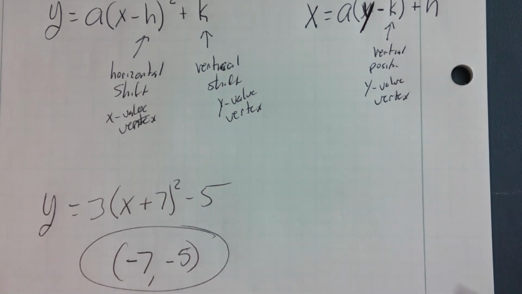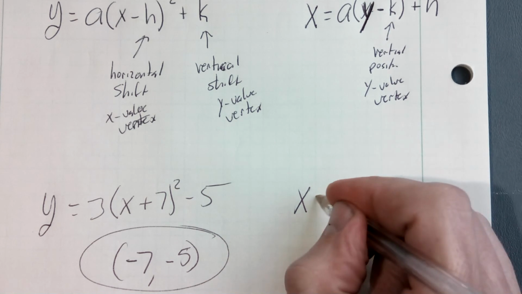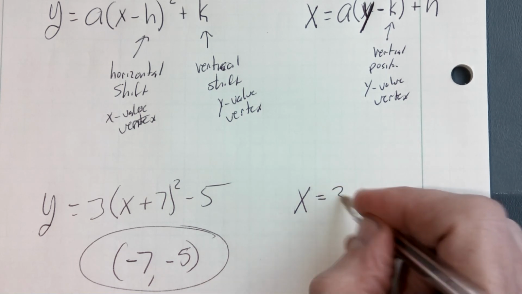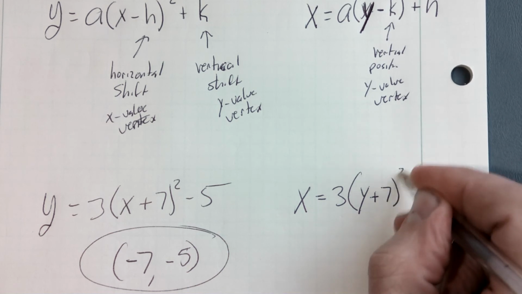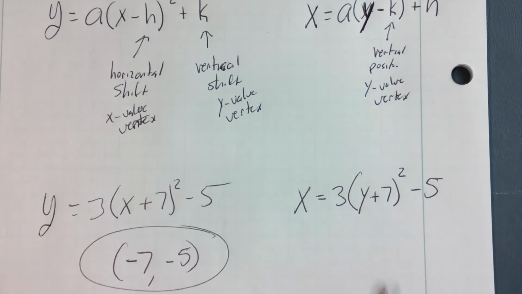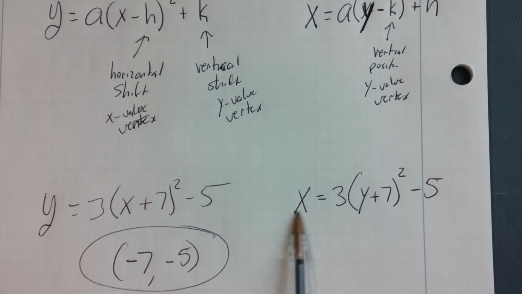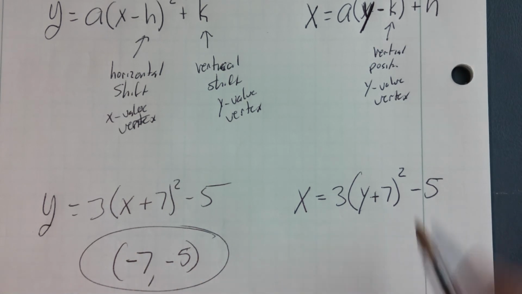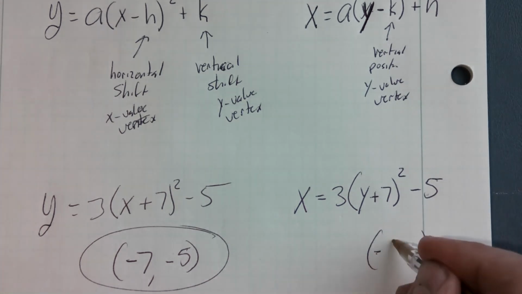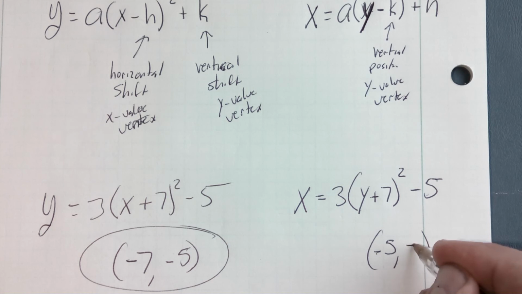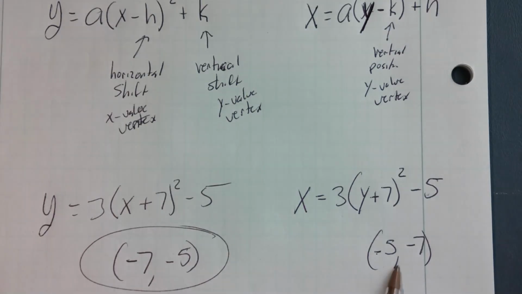But if I gave you x = 3(y + 7)^2 - 5. Now, if you'll notice, I put numbers all exactly in the same position. I have a 7 here, a 5 here, but the x and the y are flipped. But now the vertex is going to have a -5 value and a -7 value. So the vertex kind of flips because I'm affecting the y with the 7.